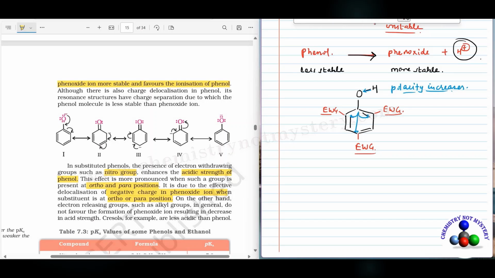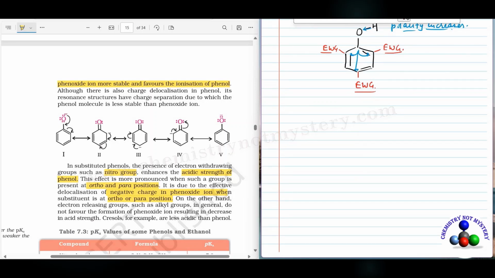While in the case of electron donating groups, now let's draw the structure of phenol with electron donating groups.